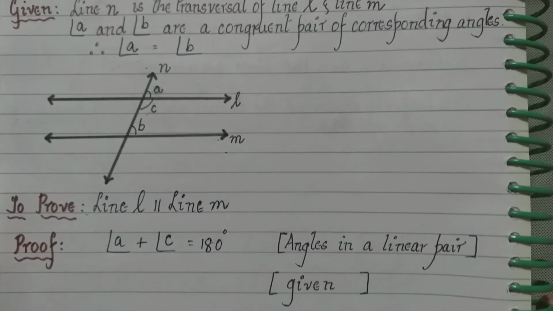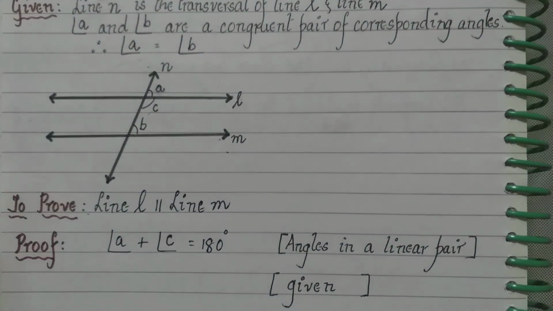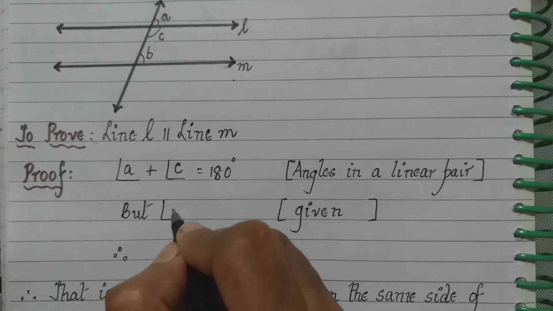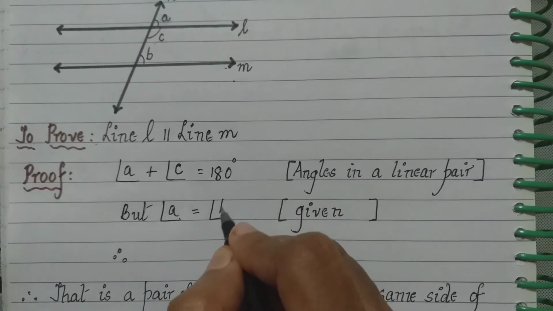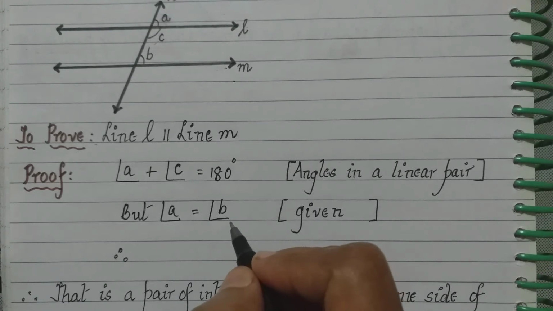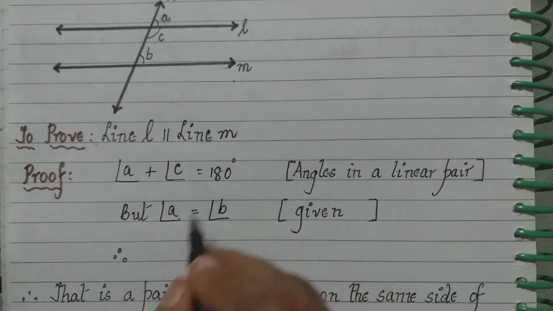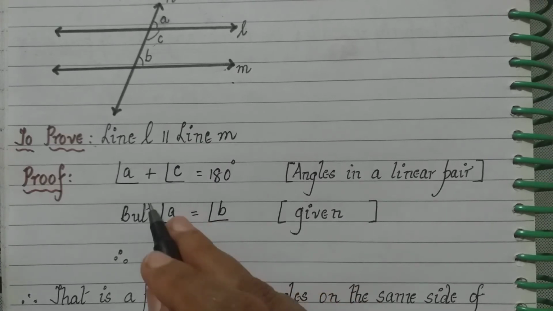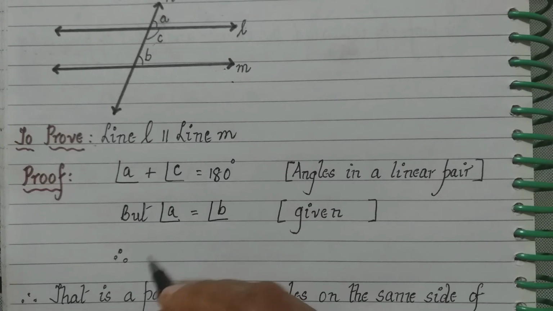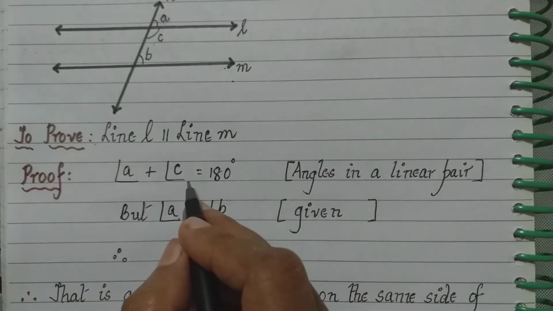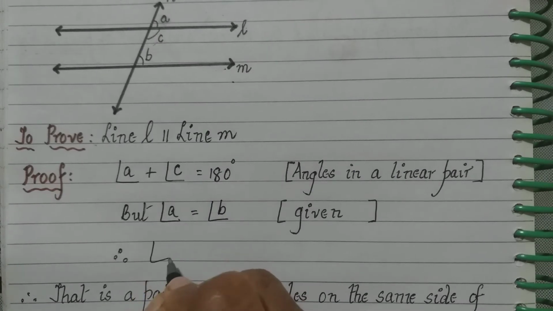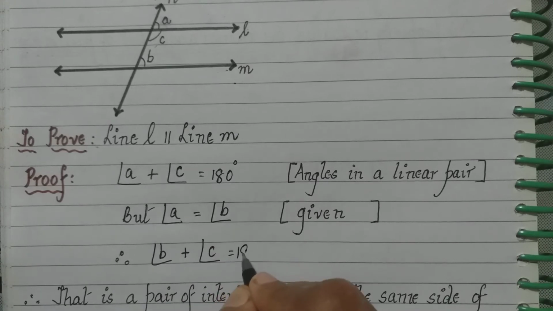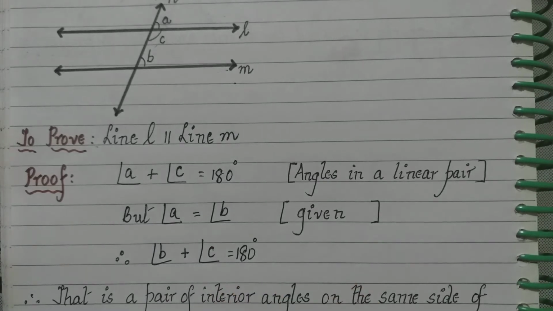But what is given? Which angles are equal to each other? Angle A is equal to angle B. So what will be the next step? Similar to the alternate angles test, first we wrote angles in a linear pair. Then we said but these two angles are equal. So then what did we do? We put angle B in place of angle A. So therefore angle B plus angle C equal to 180 degrees. So I write here, therefore angle B plus angle C is equal to 180 degrees.